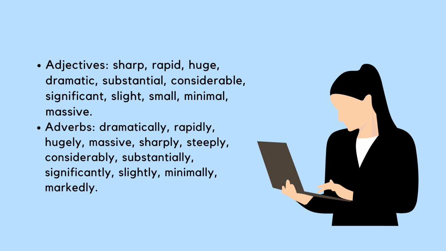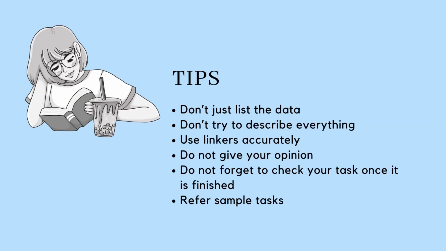So this brings us to the last part of this lecture, that is tips for effective performance in this type of task. Firstly, don't just list the data. That is, in the table, sometimes the written phrases are given. So do not just copy them. Secondly, don't try to describe everything. As I mentioned before, just select the main or significant data and use the comparison words to describe them. Thirdly, use the linkers accurately. By using the linkers, you are connecting your information. So it is very important for you to use them correctly.